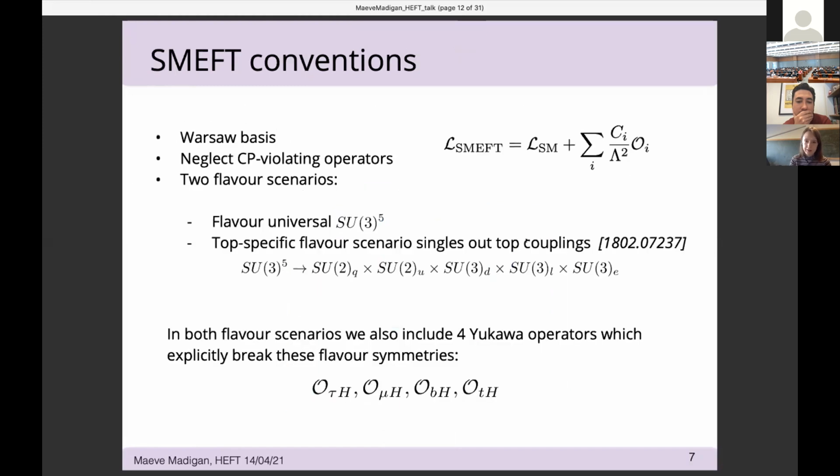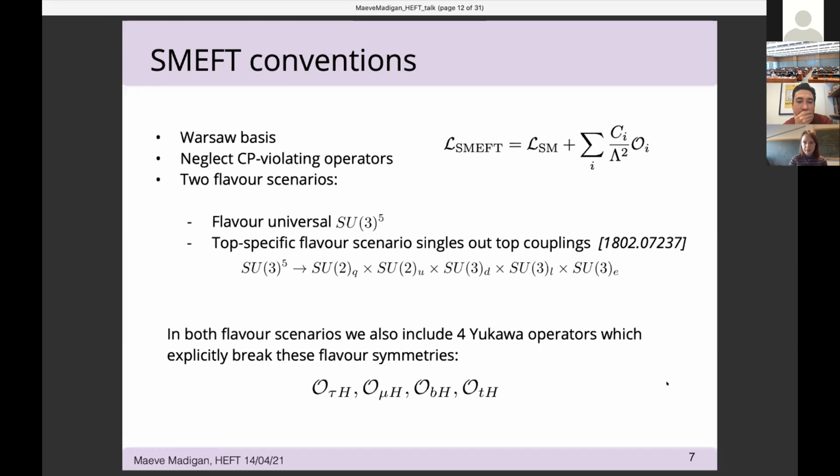This symmetry is laid out in more detail in this reference here. And then in both of these flavor scenarios, we also include four Yukawa operators. So the tau, the mu, the B, and the top Yukawa are also included. Again, these both break these flavor assumptions, but these are all operators that would be expected to be constrained by the Higgs data we have.